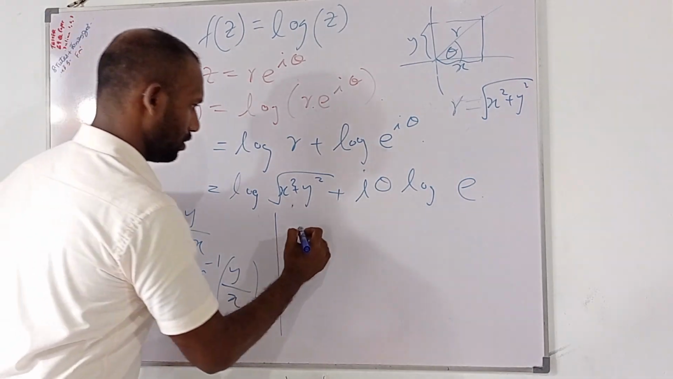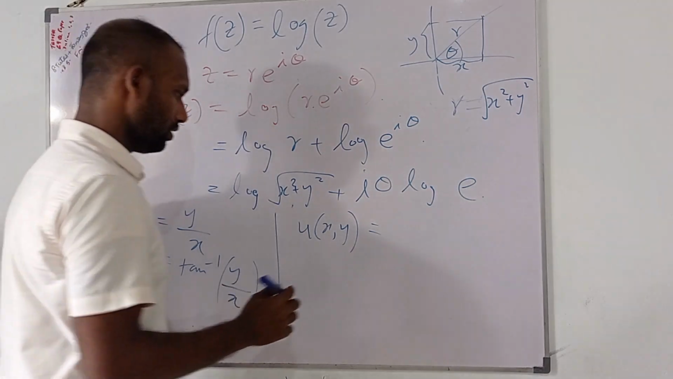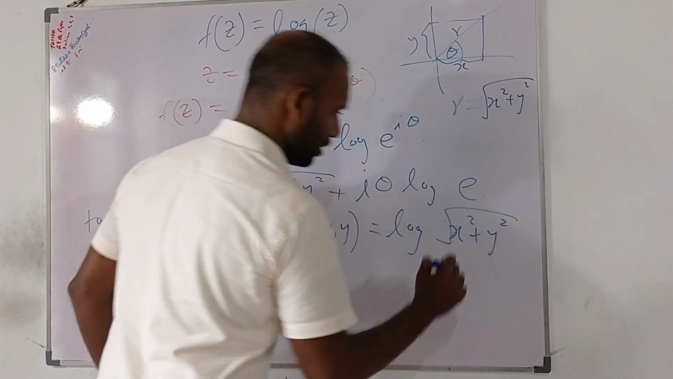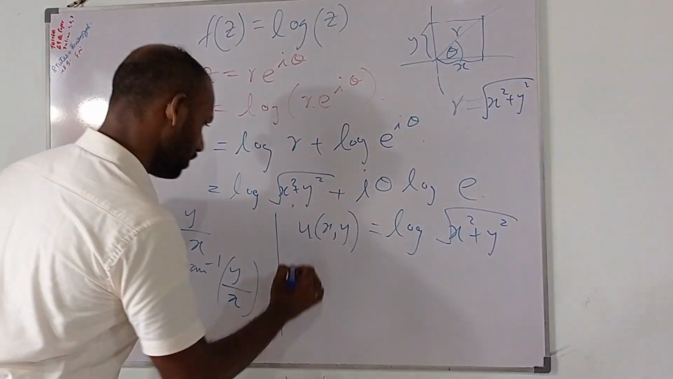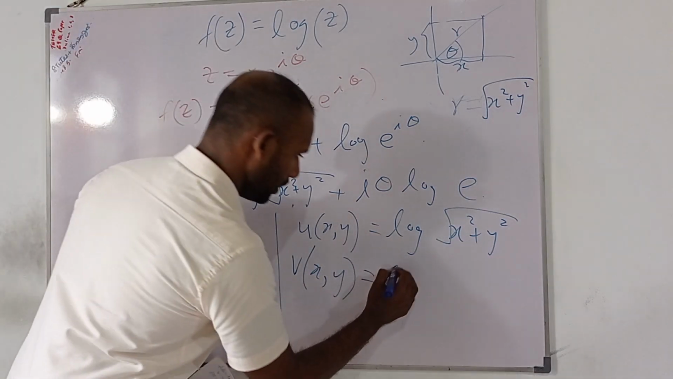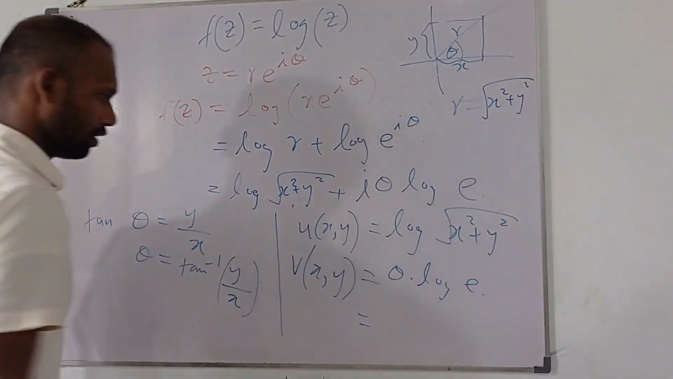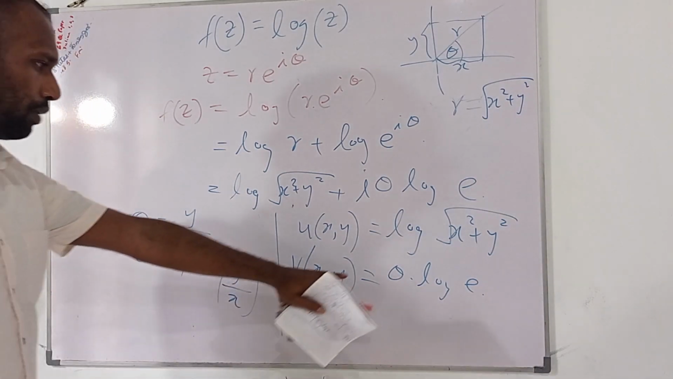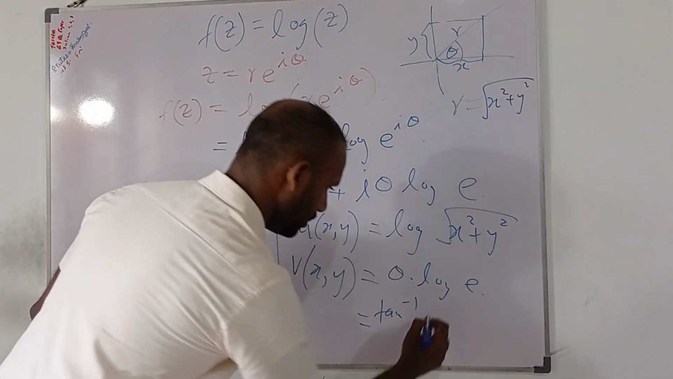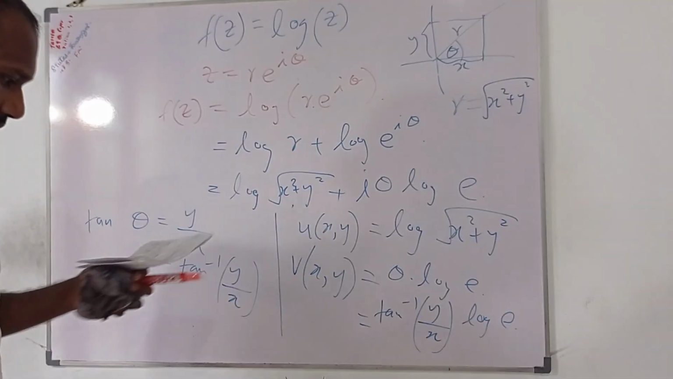So u(x, y) equals log of square root of x square plus y square, and v(x, y) equals theta times log e. So we want to replace theta by this term, tan inverse y over x times log e.